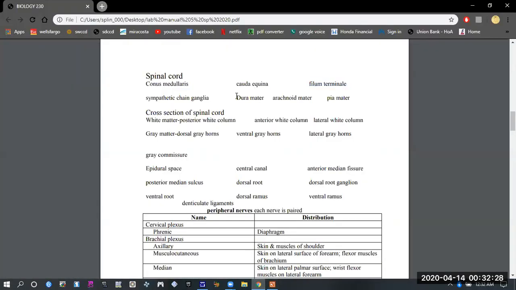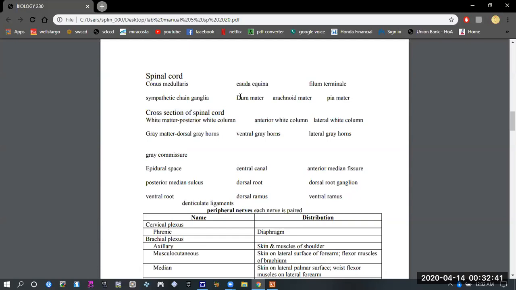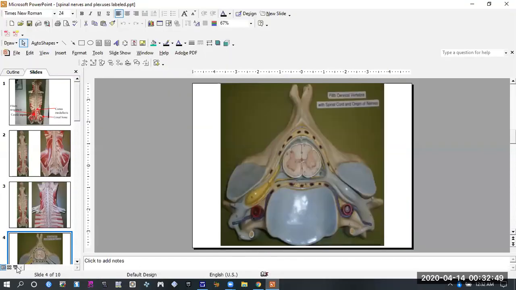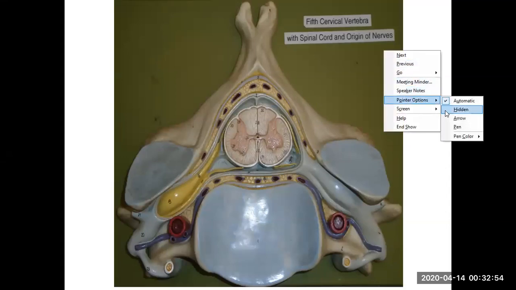So now we're moving on to a horizontal section of the spinal cord. And that's where we're going to see all of these attached structures. So we'll start with the meninges, and then we'll move into the white matter and the gray matter. So we have one model here with a lot of detail to it.